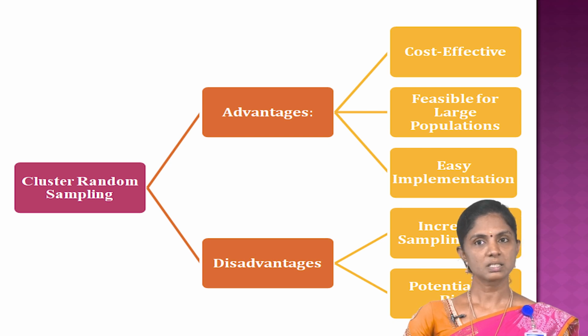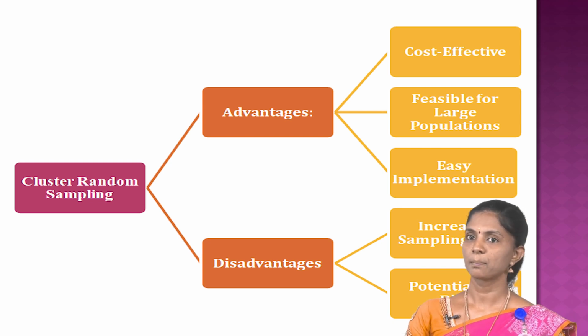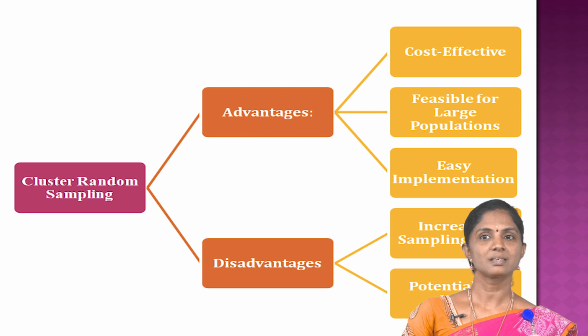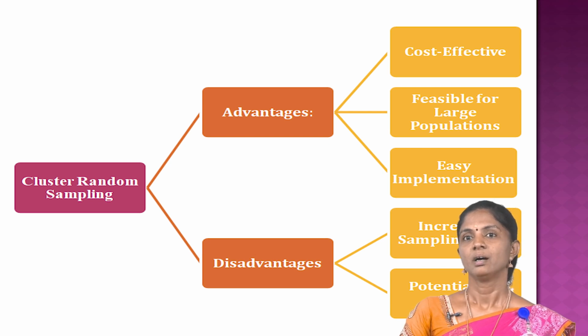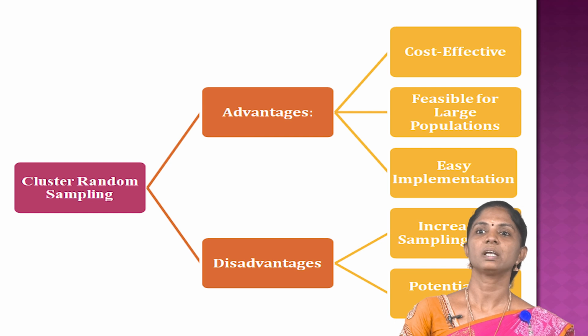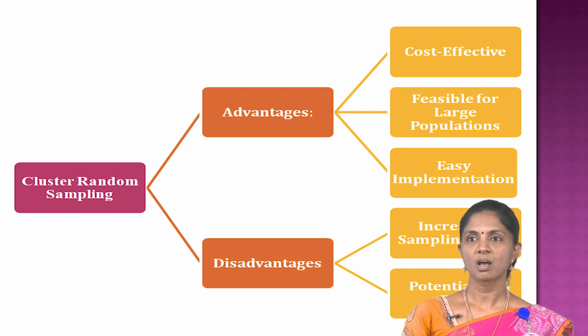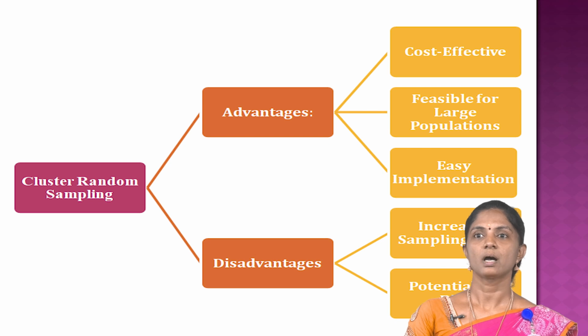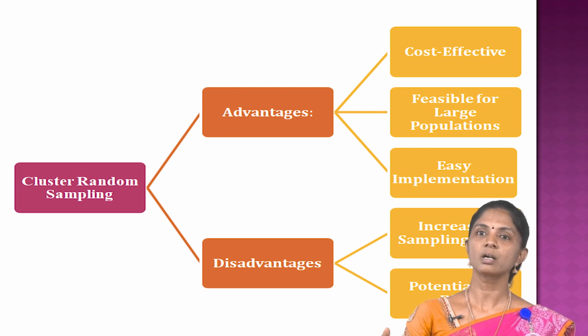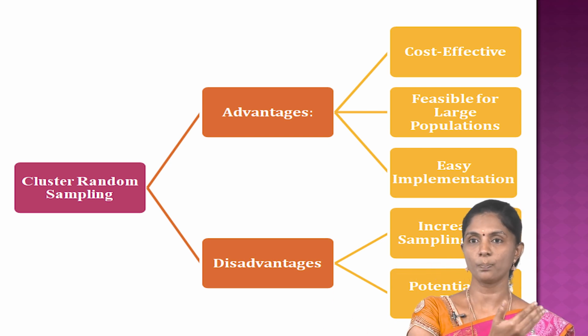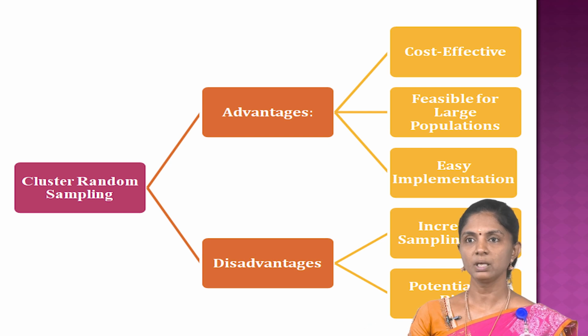Next, what are the disadvantages of cluster random sampling? Increased sampling error. It can result in higher sampling error if clusters are not homogeneous. Potential for bias. If clusters are not representative of the population, the result may be biased.